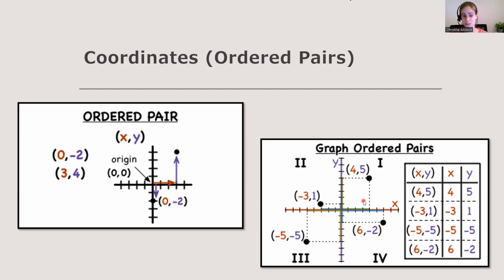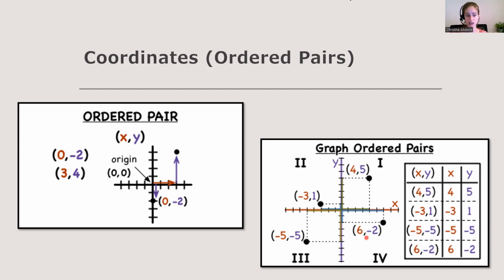And then here we have an example in each quadrant. So it kind of brings us back to that previous picture. If it's in quadrant 1, both values are positive. Quadrant 2, the x is negative. Quadrant 3, they're both negative. And then quadrant 4, the y is negative.